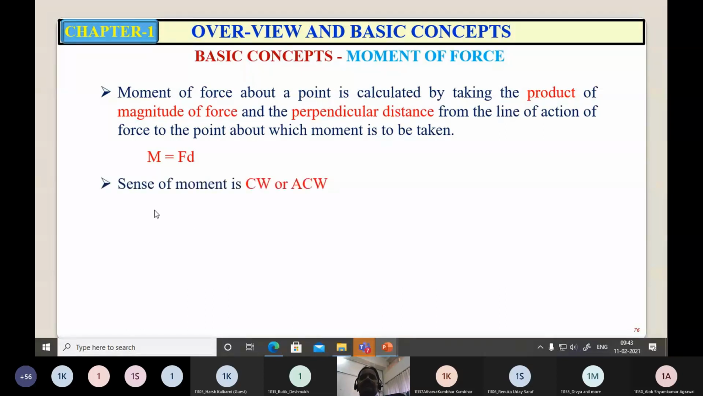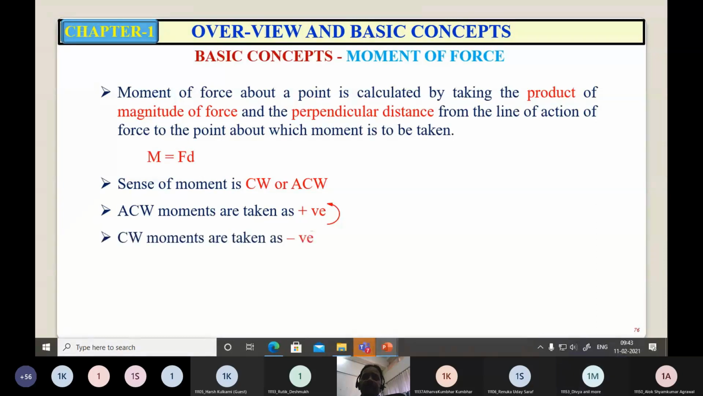Depending on the sense of rotation of the body, the moment of force can be a clockwise moment or anti-clockwise moment. If the force is tending to rotate the body in clockwise direction, you can say that the sense of moment of that force is clockwise, or if the body is tending to rotate in anti-clockwise, then the sense of moment is anti-clockwise. In our study, we are going to follow this sign convention: all anti-clockwise moments are taken as positive and clockwise moments are taken as negative.